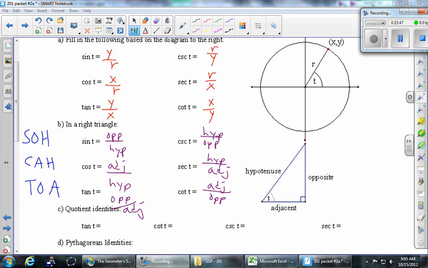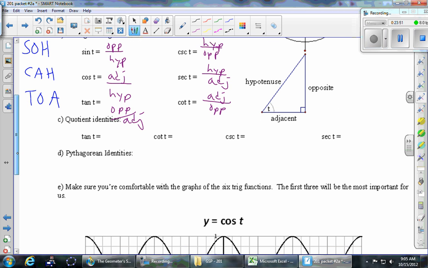Splendid. All right, and then the next identities we're going to talk about are these things called quotient identities. So I have a shirt that I wear twice a year. So this is to help you guys. So what's the definition, or what's the quotient version of tangent of t? It's sine over cosine. So let's put sine of t over cosine of t.